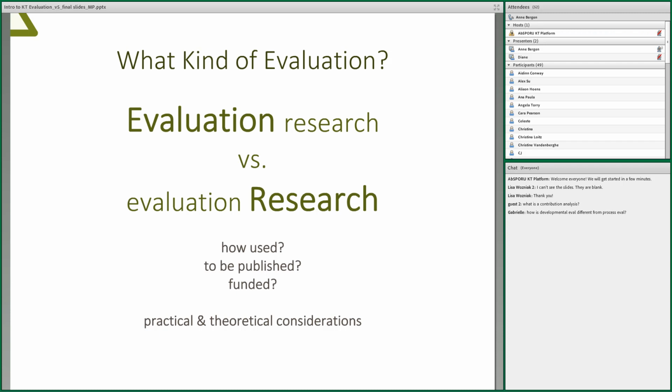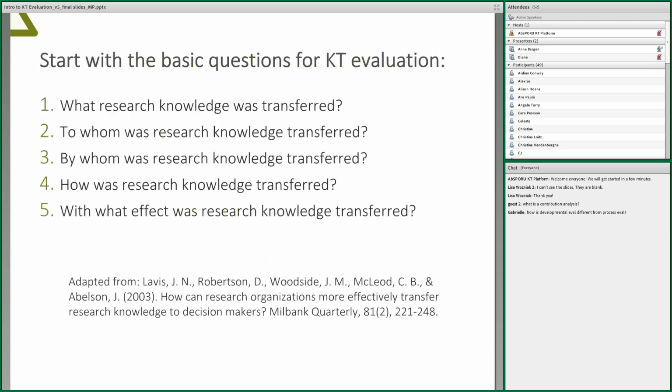One place I like to start with evaluation that makes it a little bit easier are the 5 basic questions that John Lavis described. So what research knowledge was transferred? To whom was the research knowledge transferred? By whom was it transferred? How and with what effect? Any one of these could be a KT evaluation. And if you are able to answer all 5 questions, you've got a really comprehensive KT evaluation across the life cycle of your project.